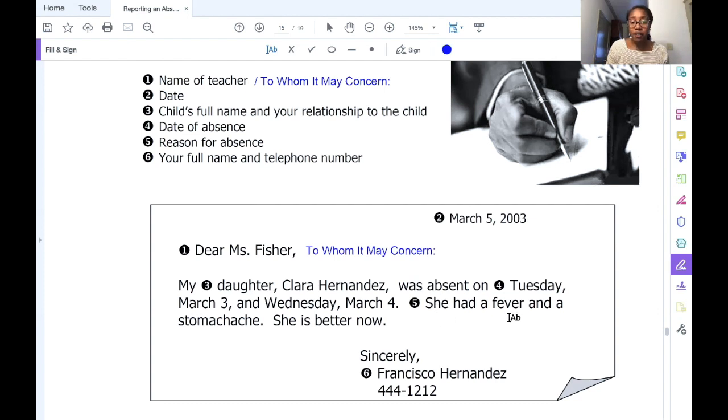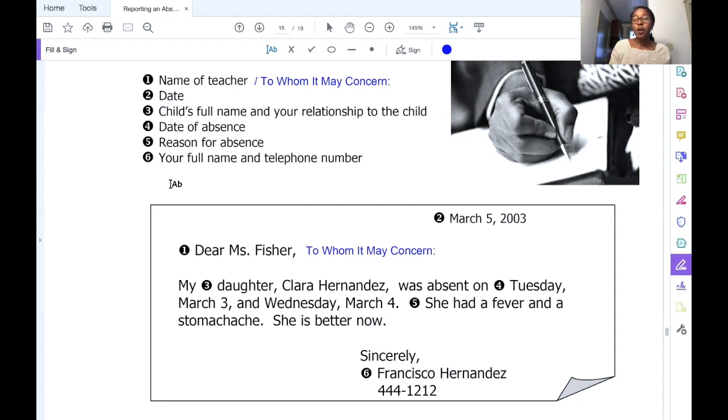She had a fever and a stomach ache. Is a fever and a stomach ache an excused absence or an unexcused absence? She had a fever and a stomach ache, which means on Tuesday, March 3rd and Wednesday, March 4th, Clara Hernandez was sick. So this should be an excused absence. The reason is because she had a fever and a stomach ache, or because she was sick.